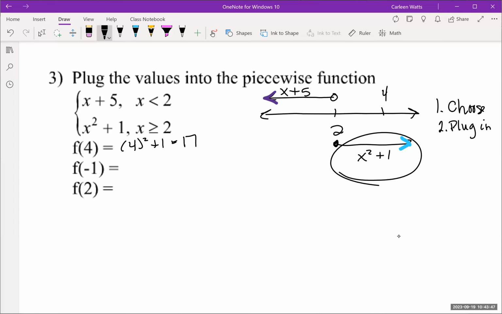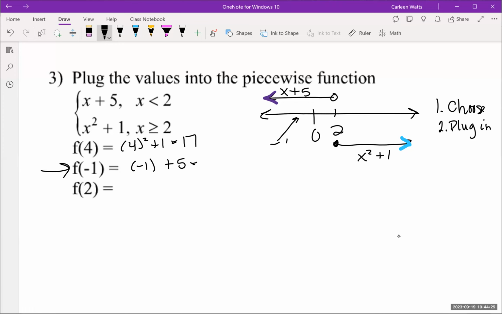Okay, f of negative 1. By the way, here's the 0. F of negative 1. X plus 5 or x squared plus 1? Whoops. Wait. What am I doing? This is wrong. 0's here. Okay, negative 1 is right here. So it's going into x plus 5. So we have negative 1 plus 5 is 4. That doesn't go there. It goes right here.